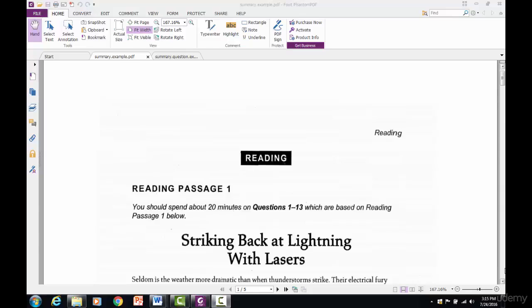Okay, so let's look at an example of the summary question where all the words appear in the box. We've seen an example of when the words don't appear in the box, so now let's look at an example of when the words do appear in the box. Let's have a look at it.